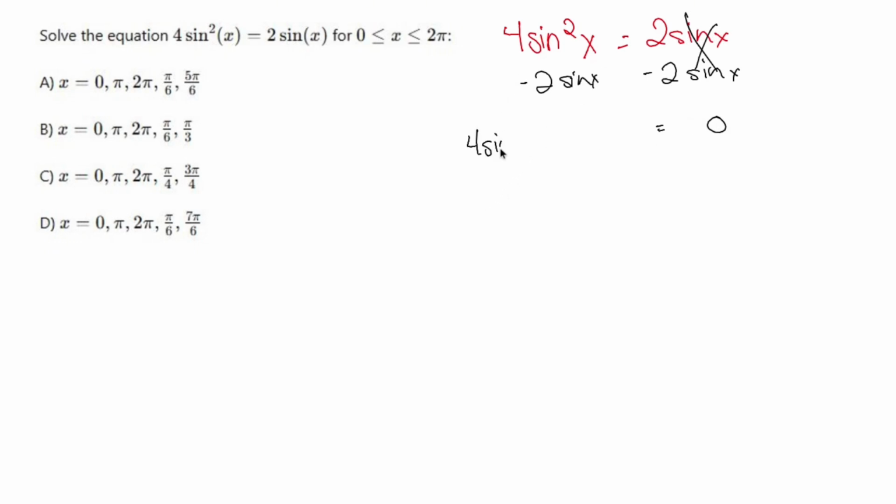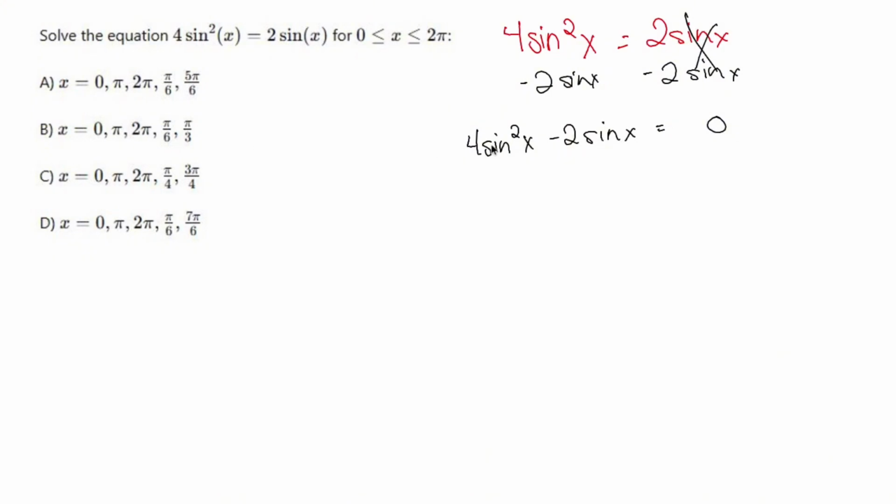Solve the equation 4 sine squared x minus 2 sine x for everything between 0 and 2 pi. So let's write it out. 4 sine squared x equals 2 sine x. Now what I want to do is subtract both sides by 2 sine x, like so. That allows you to cancel out and leaves me with a 0 on the right. On the left, I have 4 sine squared x minus 2 sine x.